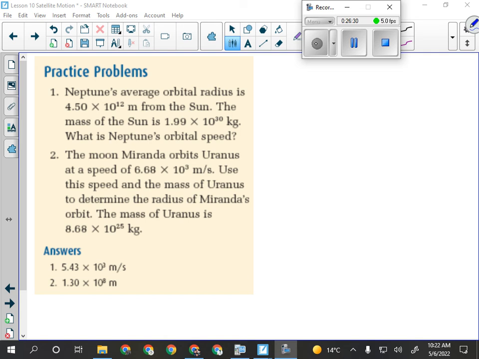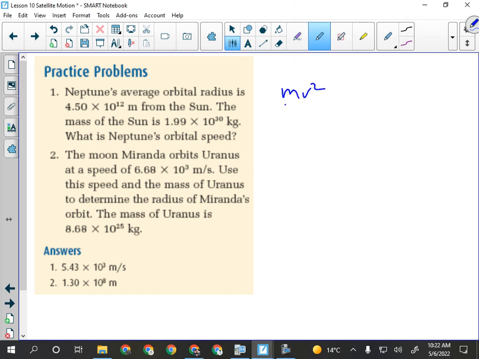So on this one here, we've got mv squared over r equals big G times the mass of the sun over r squared. So the mass of Neptune cancels. We bring the r over here. It cancels the square on the bottom, and then we take the square root of that to get the speed of Neptune as it orbits the sun, and it's 5.43 times 10 to the 3 meters per second.